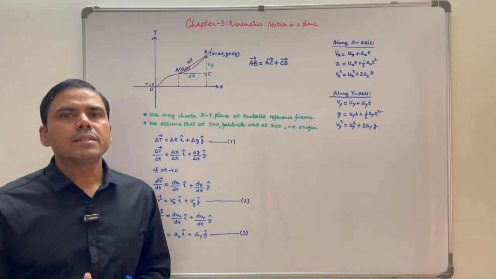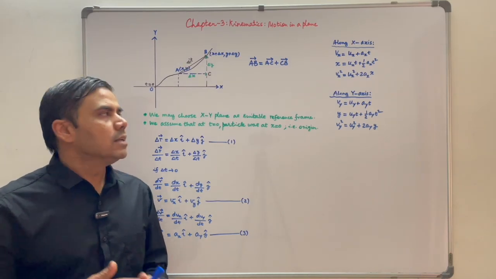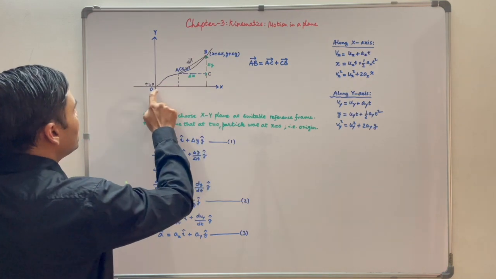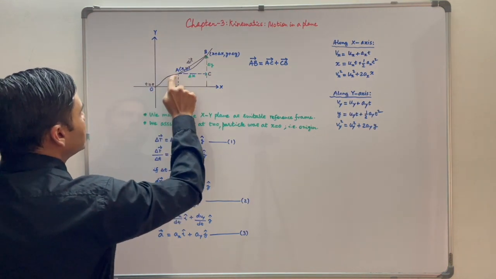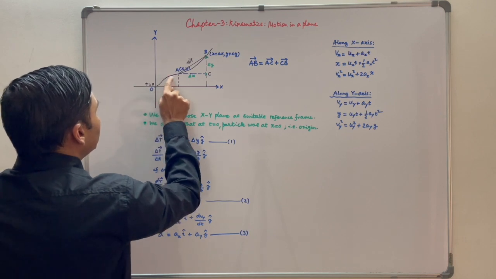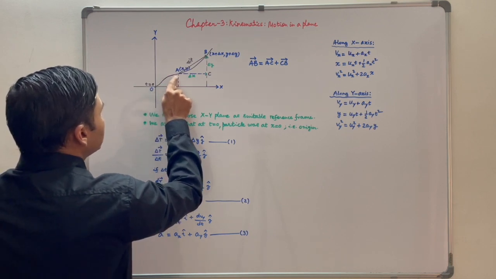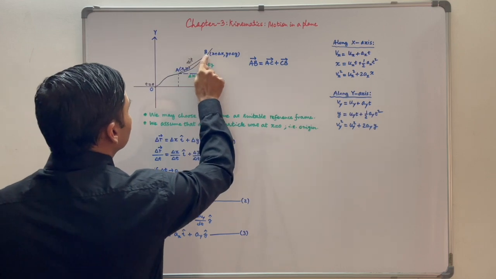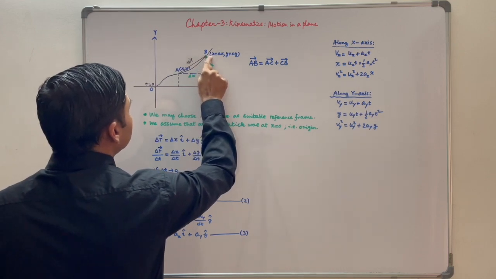Hello children, let us understand motion in a plane. Consider a particle moving in the xy plane along this curve. At t is equal to 0, it was at the origin. At t is equal to t, it was at A. And at t is equal to t plus delta t, it was at B.